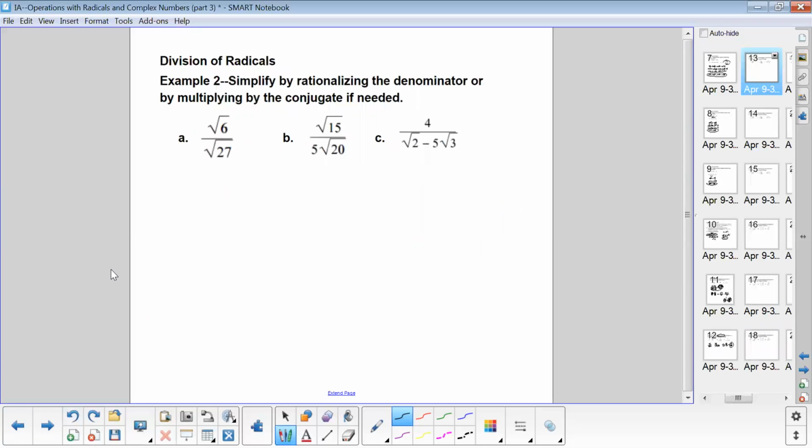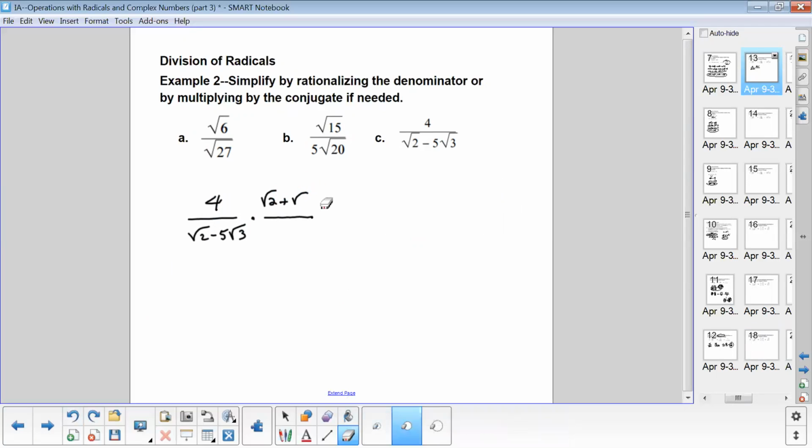Let's look at part C. Since I have two terms in the denominator, I'm going to multiply by the conjugate, which would be square root of 2 plus 5 square roots of 3, and square root of 2 plus 5 square roots of 3. And so notice, what's the conjugate of the denominator here? Well, this one's square root of 2 minus 5 square roots of 3.